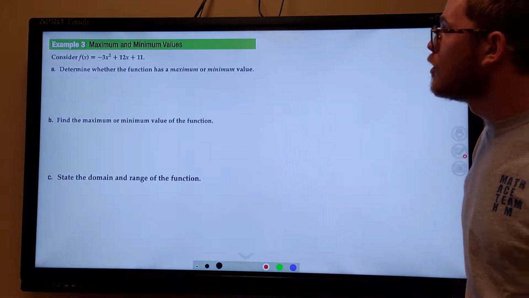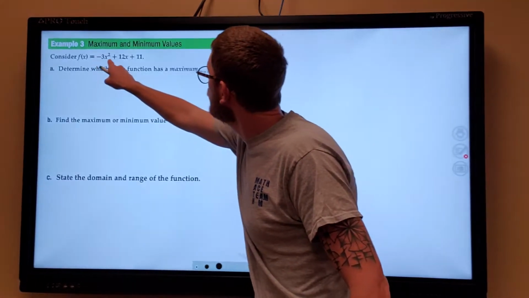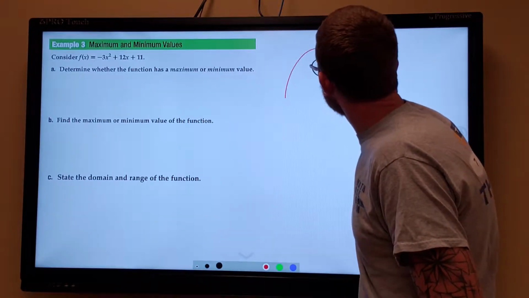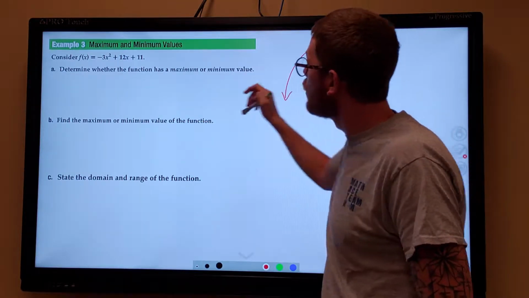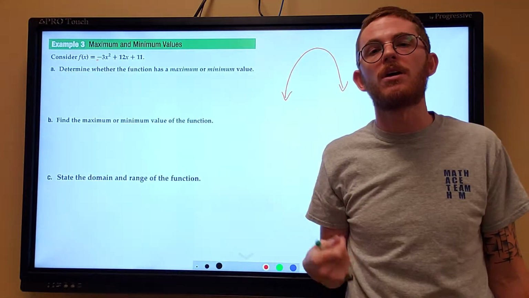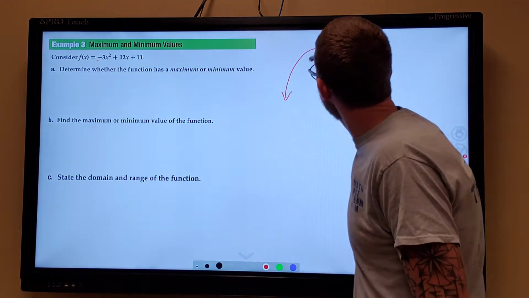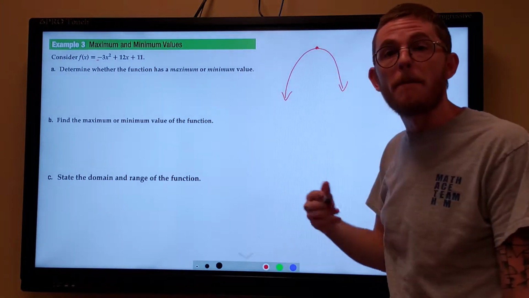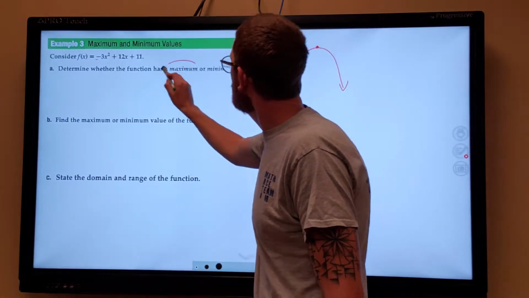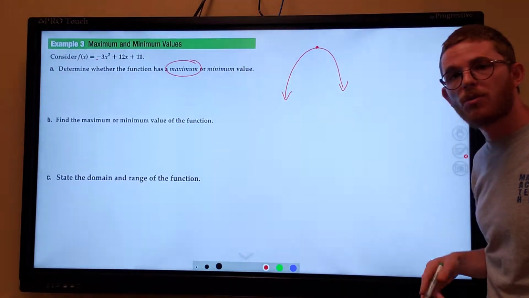Okay, right here, determine if this function has a maximum or minimum value. We'll look at this quadratic. It's got to open down because of our leading coefficient being negative. Because it opens down, this vertex is a maximum, so we must have a maximum value.